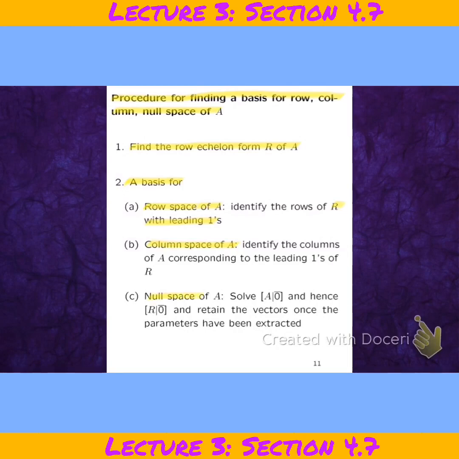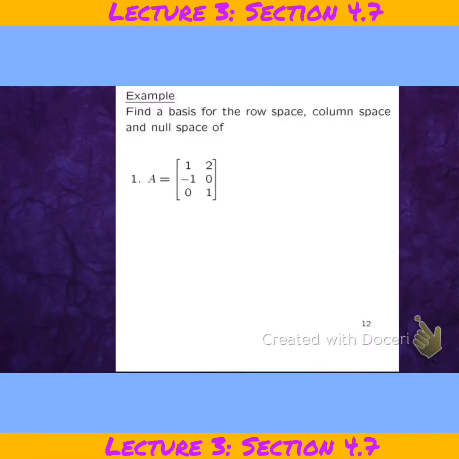Now for the null space of A, you basically solve this system by reducing the matrix A to its row echelon form, and then you retain the vectors once the parameters have been extracted. So physically you solve the system, and whatever your solution is, that is your null space. Alright, so in this example, they ask us to find the basis for the row space, column space, and the null space of this matrix A.